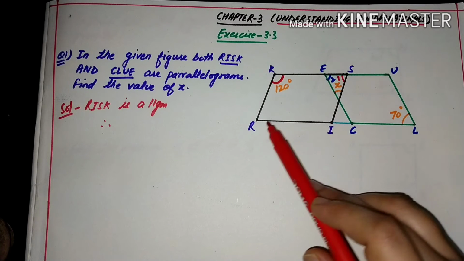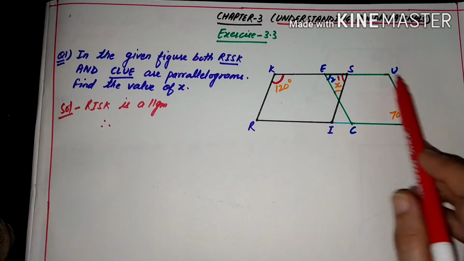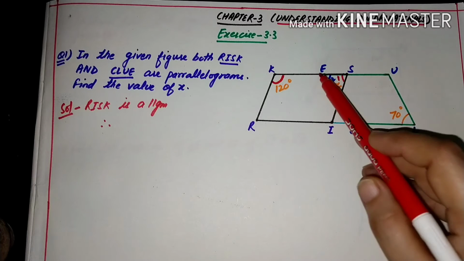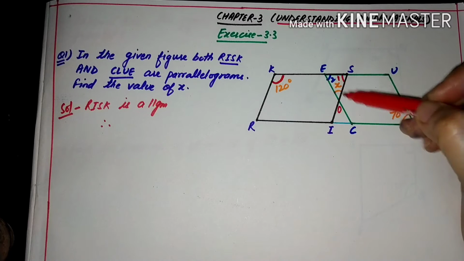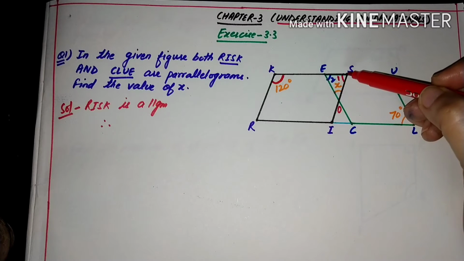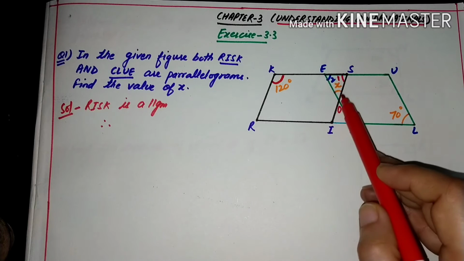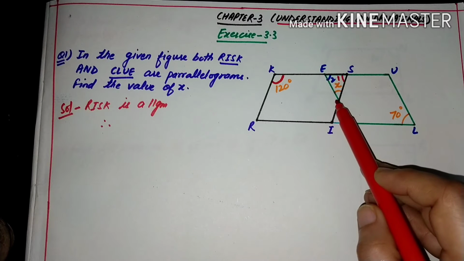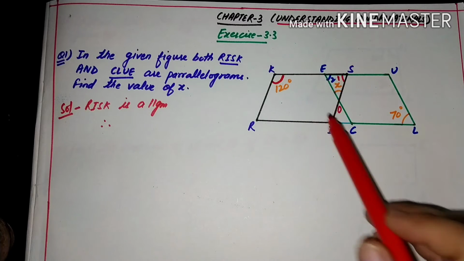So here you can observe RISK and CLUE are parallelograms and x is here in this triangle. If we name it O, it is lying in triangle EOS. So if we get the value of angle 1 and 2 here, we can apply the angle sum property to find out the angle x. So for that we will use these parallelograms.